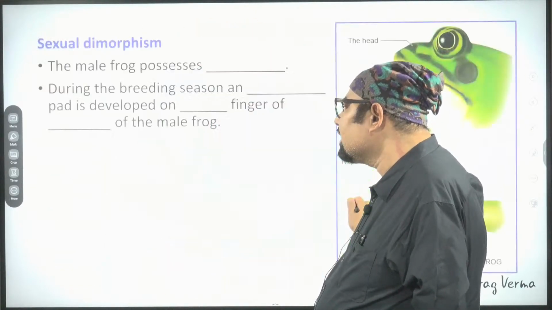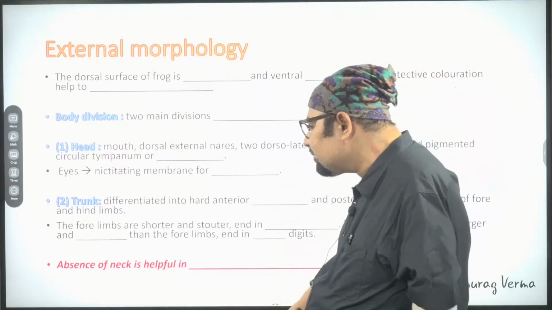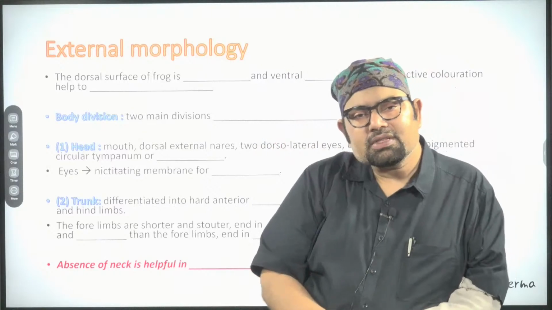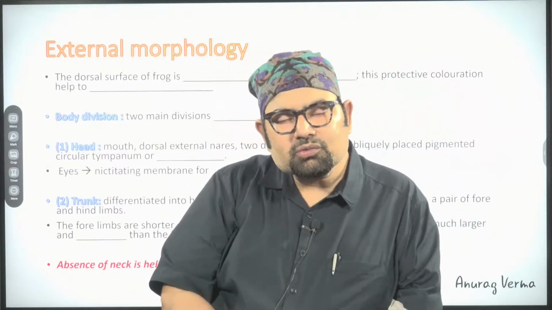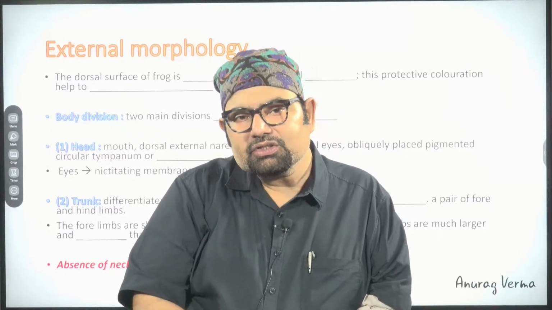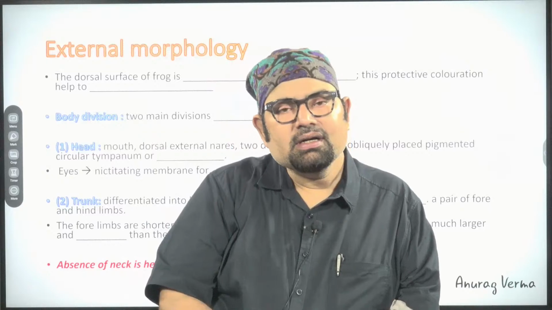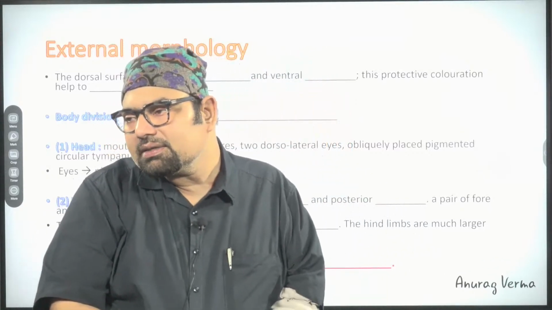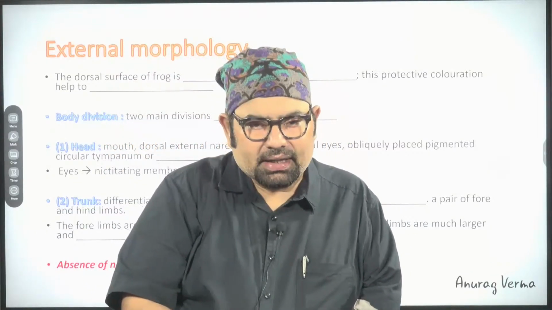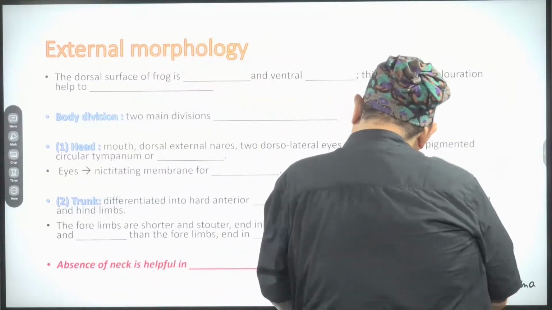So I was just about to give the final touches to this external morphology. The body is divisible into two parts. What are those two parts? You can write only the abbreviations. The body, because it is a freshwater animal. Yes, you can tell me the two parts. Head and trunk. Very good. The body is divisible into two parts, head and trunk.